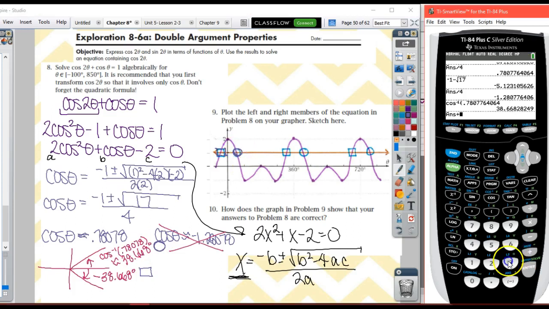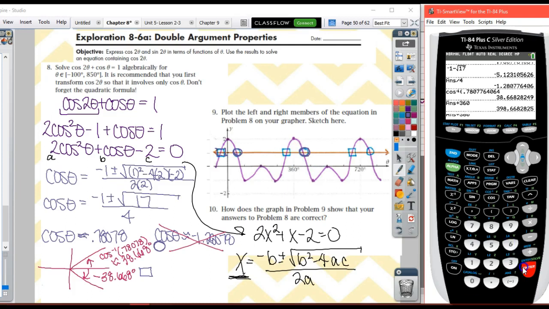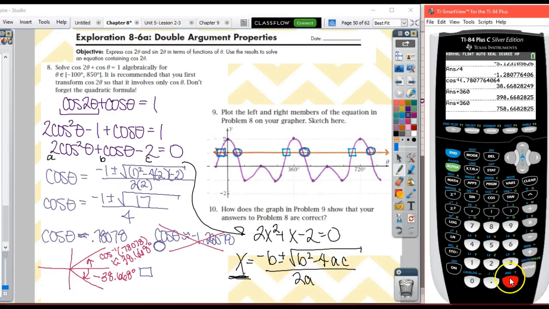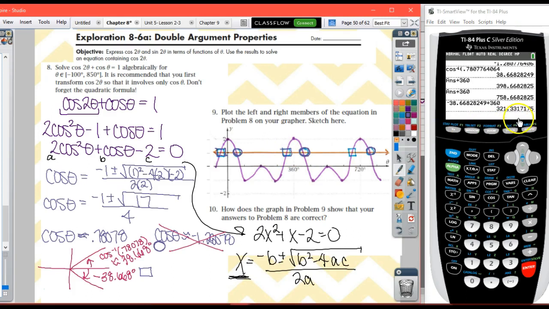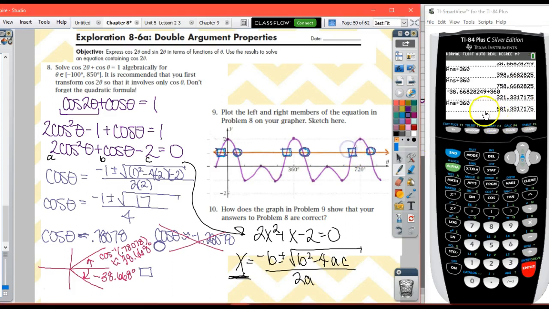So I'm going to take this and add 360, and I get 398, that's this one, and add 360 one more time, and that's going to give me the 758, that's this guy here. I'm now going to go through and grab the negative 38 degree angle, and we will add 360. That gives me this value right here, 321.3317, yada yada. I'm going to add 360 one more time, and I'm going to get this solution right here, the 681. So that is all 6 of my answers.